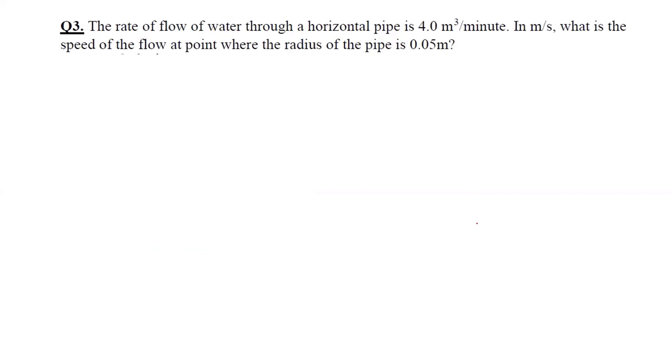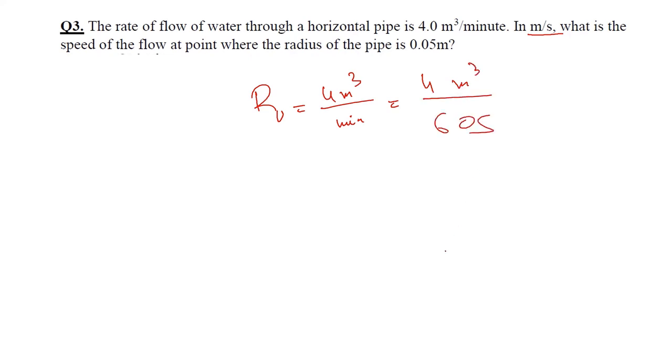Now let's look at this problem. The rate of flow of water through a horizontal pipe is 4 meter cube per minute. In meter per second, what is the speed of the flow at a point where the radius of the pipe is 0.05 meters? So here I gave you a volume flow rate, R V, which is 4 meter cube per minute. Of course, I want it in meter cube per second. It will be 4 meter cube, a minute is 60 seconds.